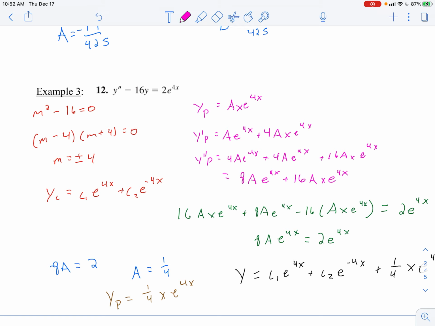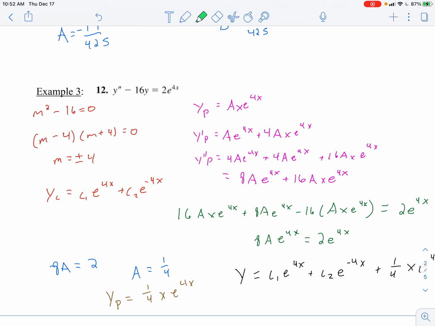All right, so y double prime minus 16y equals 2e to the 4x. Same thing. We need a complementary solution and a particular solution. So we're going to take care of the complementary first. Take m squared minus 16, set that equal to 0. We get m is positive 4, negative 4. So that means y sub c is c sub 1 e to the 4x plus c sub 2 e to the negative 4x.